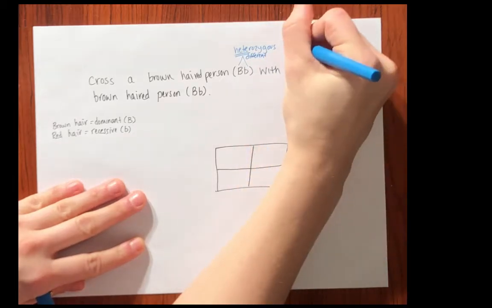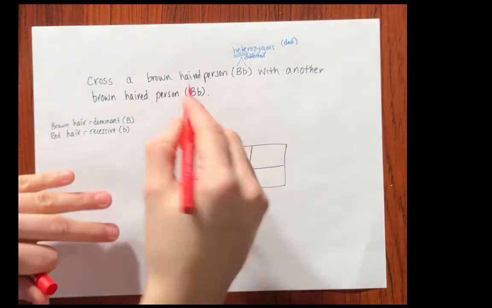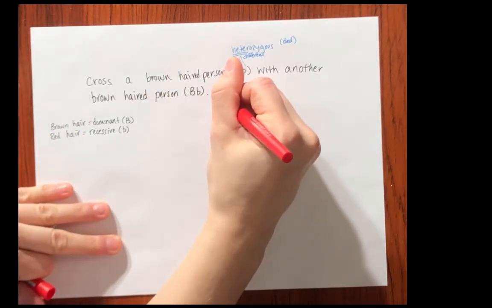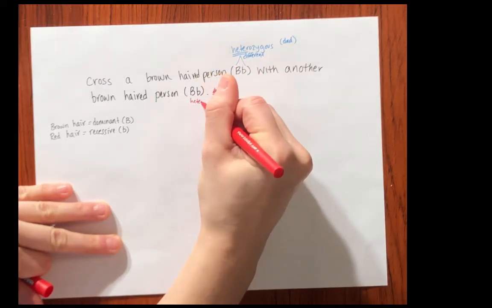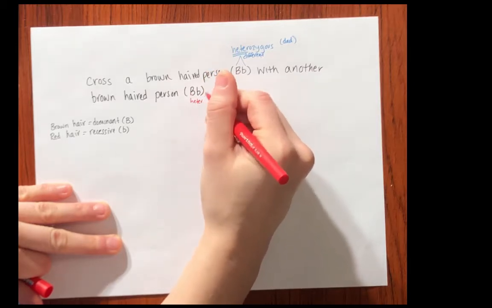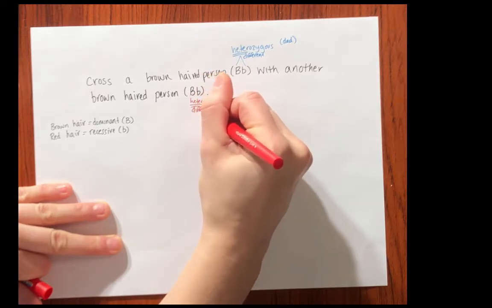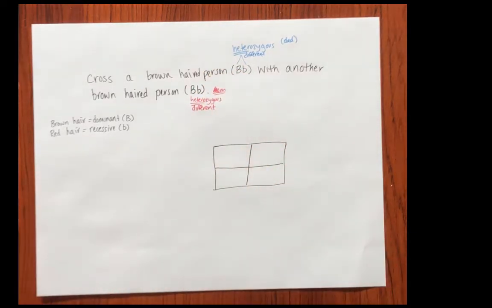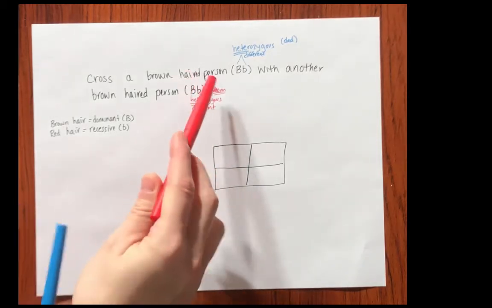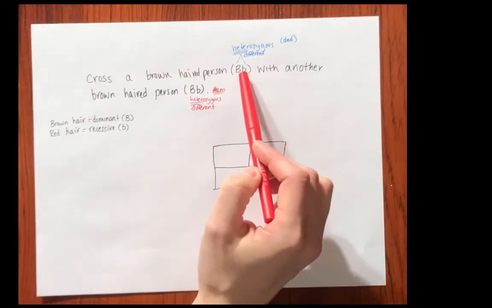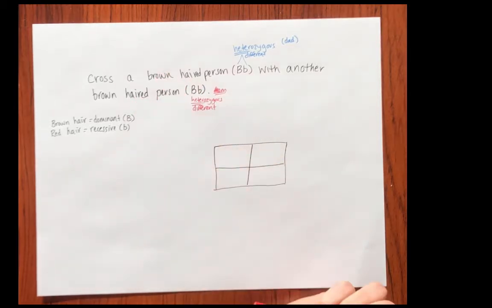So if this is, we'll say, the dad, and then this one is the mom, the other brown-haired person. This person is also heterozygous because we've got a big B and a little b, and hetero again means different. So we're going to try to figure out exactly what they would cross. This person's genotype would be big B, little b, but physically, their phenotype, they look like a brown-haired person, and the same is true for the other.